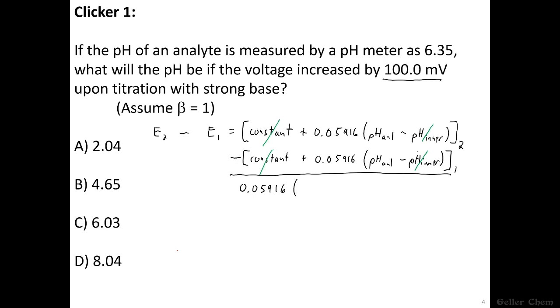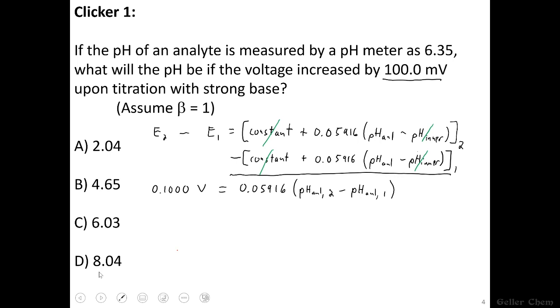0.05916 parentheses pH of the analyte upon the second reading minus pH of the analyte upon the first reading. And this in turn must equal that voltage difference, which is 100.0 millivolts, but we need to convert that into volts, so it's 0.1000 volts. And the reason I know it has to be in volts is because if we actually go into where this number came from, we would have units of volts left over. I've just been ignoring the units this whole time.